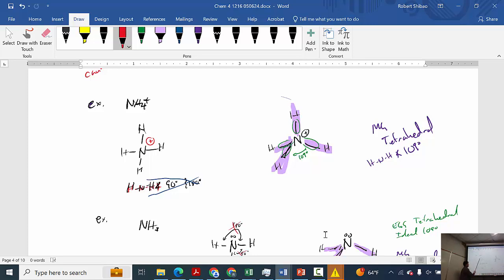But you have to remember that Lewis structures need not be accurate. And so this is wrong. If I said the H and H angle is 90 degrees, that's wrong. If I said the H and H angle is 180 degrees, that would be wrong. Rather, the H and H angles are all the same. The H and H angle is 109 based on the tetrahedral EGG.